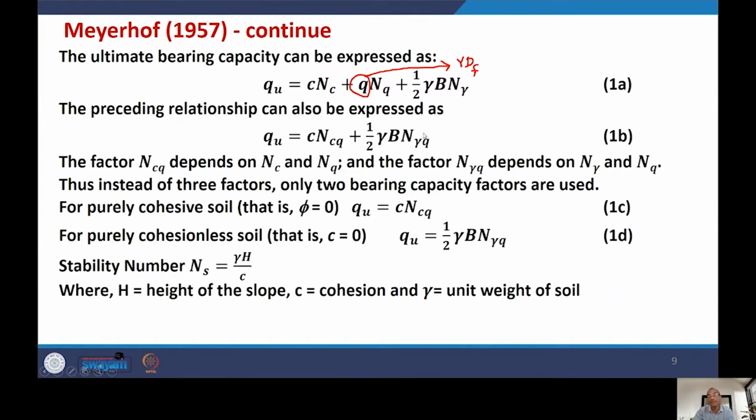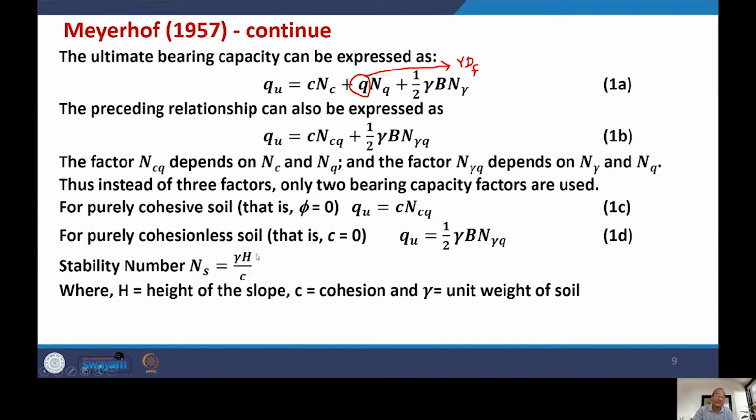And you know that these bearing capacity factors are dimensionless, there is no dimension. Now, coming to purely cohesive soil, that is when phi equal to 0, then you know that this q can be given by c NcQ because the second term will be 0. For purely cohesionless soil, that is when c equal to 0, you can simply have q equal to half gamma B N gamma Q. So for purely cohesive or purely cohesionless soil, you require only one of these factors.